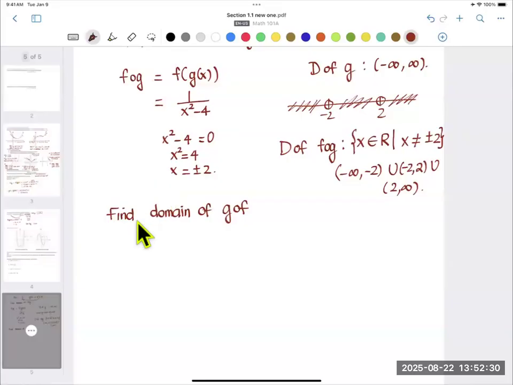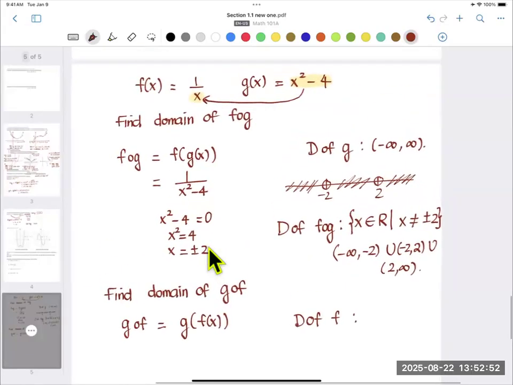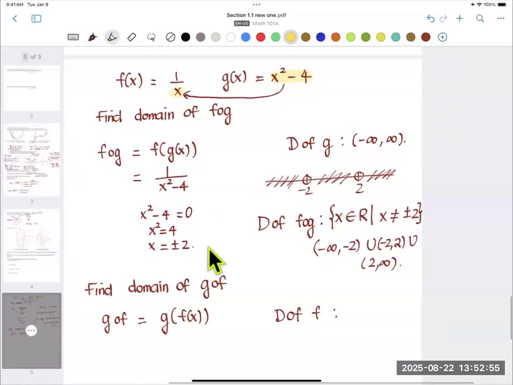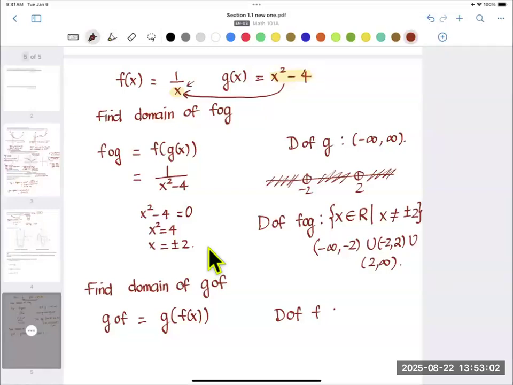Now, what if I want to find the domain of g of f? If you want to find the domain of g of f, g of f is actually g of f of x. Okay, so f of x now becomes the input of g. So it means you're going to have to find the domain of f. So what is the domain of f? If you look at the f function, you can see that it is a fraction, right? When it's a fraction, you have to set the denominator not equal to 0. So we have x cannot equal 0.